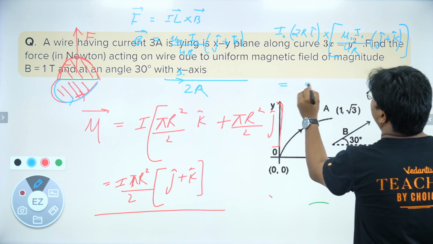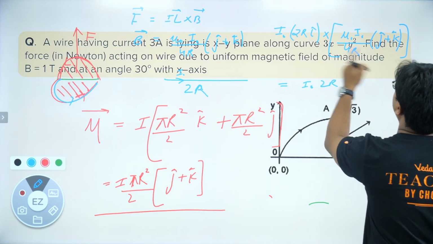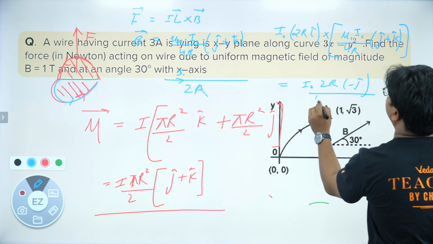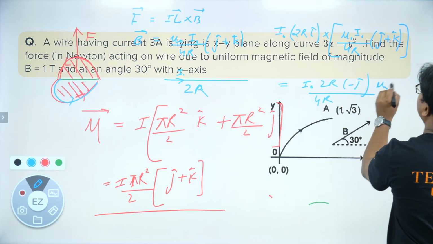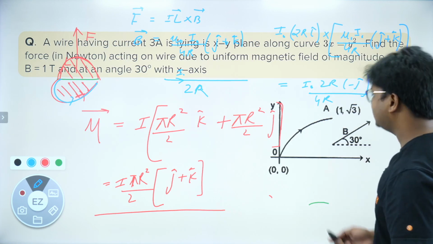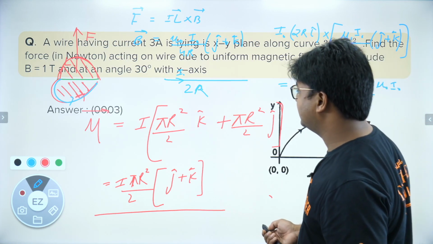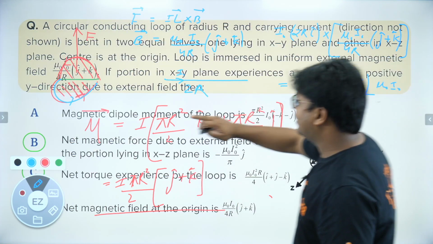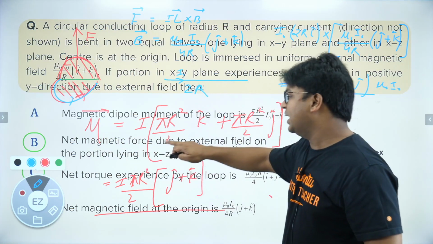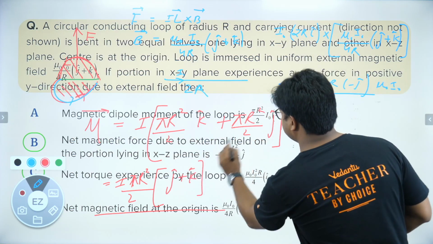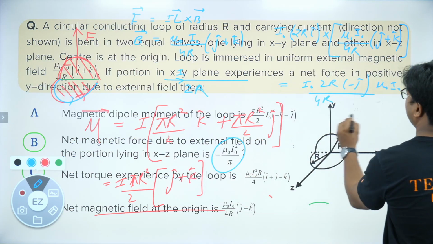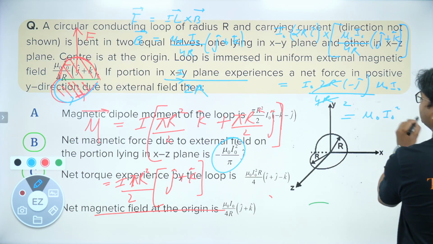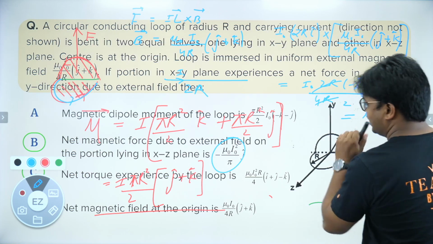It should be I naught into 2R, I cross K is minus J, and divided by 4R into mu naught I naught. So this is giving me B option as the correct one. B option will be the correct one here. The force should be along negative J only, and it should have a magnitude of this much, which is what we are getting from here. If I solve this, this becomes 2, so it becomes mu naught into I naught square by 2.